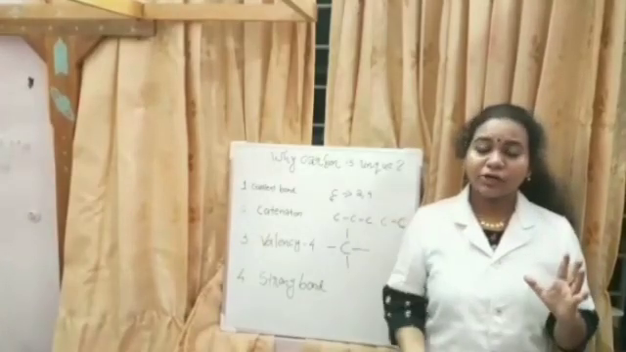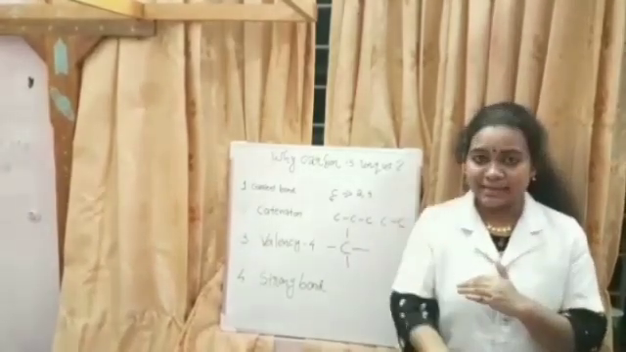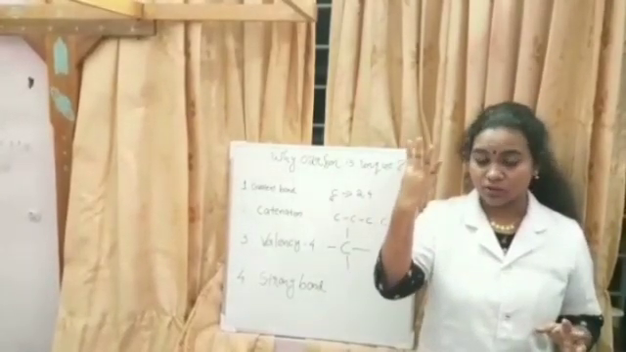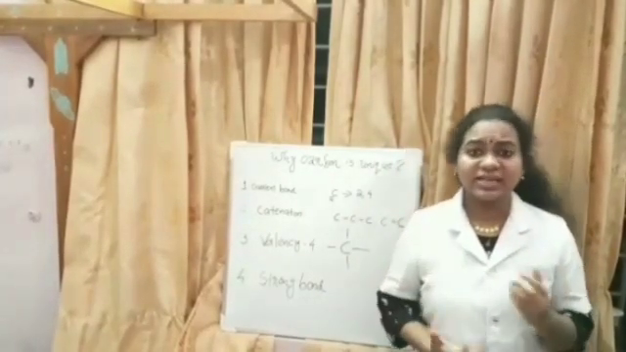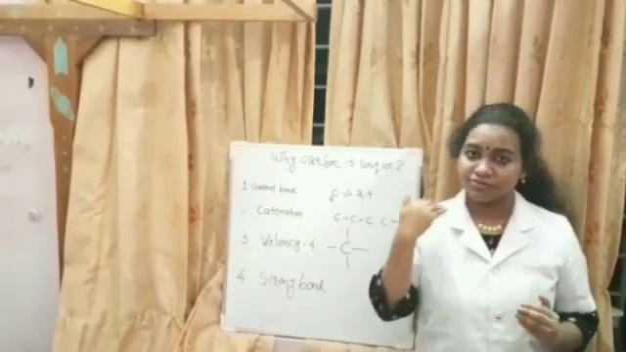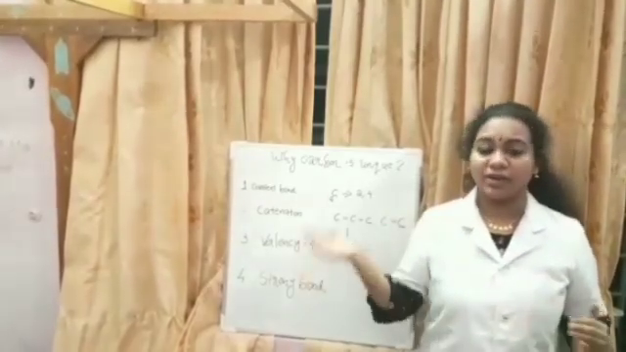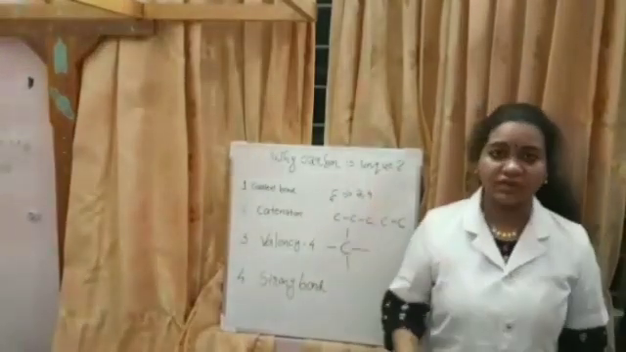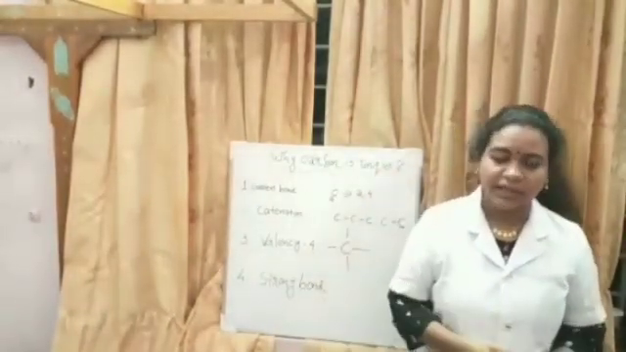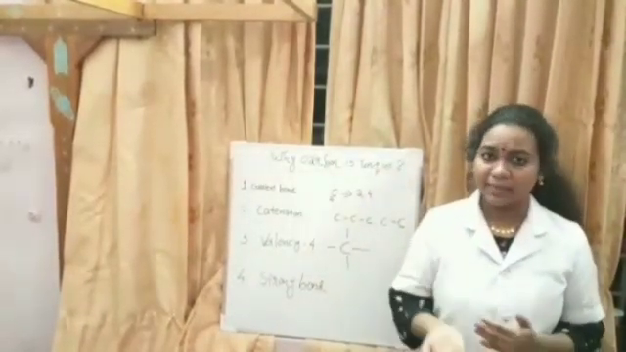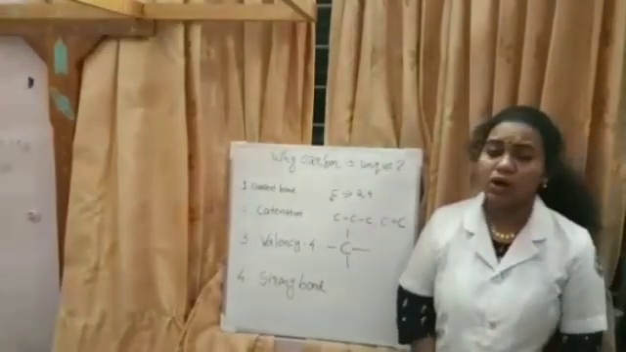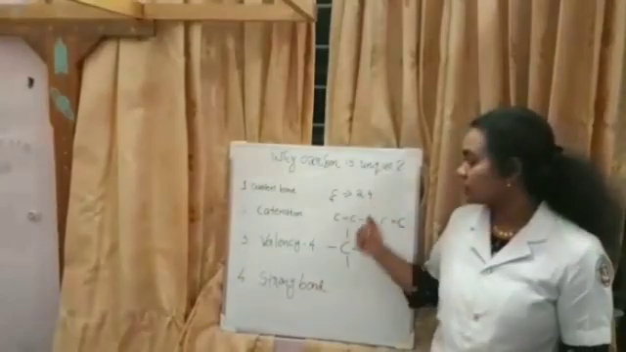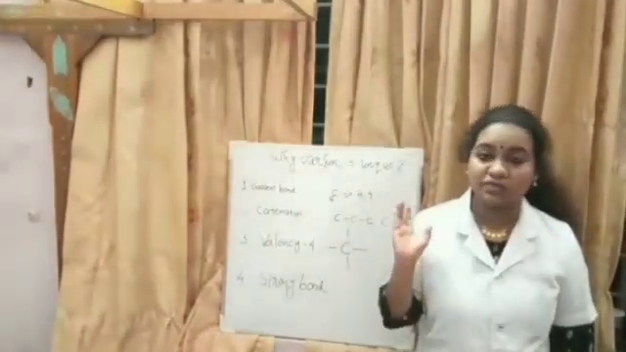But in order to donate or accept 4 electrons, it needs more energy. So it is very difficult. Because of that, carbon will always share electrons. It will share these 4 electrons with other atoms. Then it is attaining stability. So this is the first reason. So carbon will always form covalent bonds.